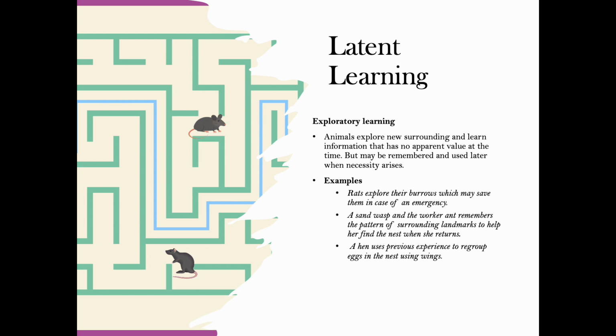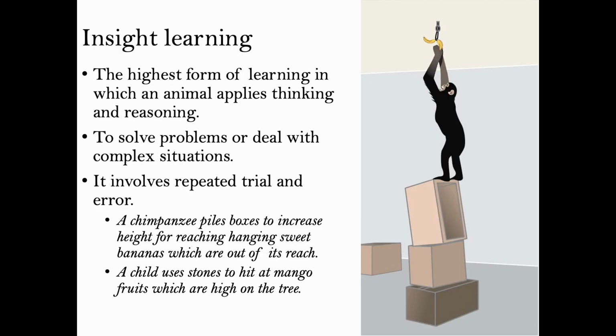Now, talk about error brings us to the next type of learning, which is insight learning. Insight learning is the highest form of learning that an animal can apply. Insight learning involves thinking and it involves reasoning. You have to think about a solution and you have to calculate the solution. This type of learning is important in solving complex situations or solving problems. Human beings are good at insight learning.